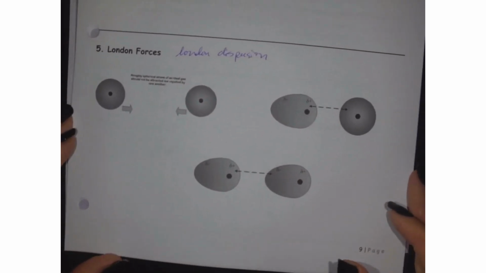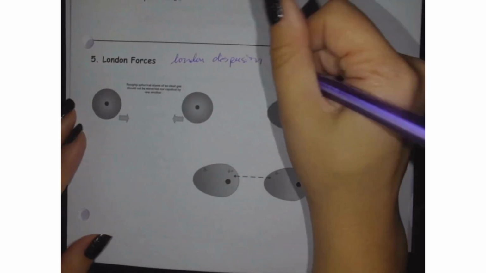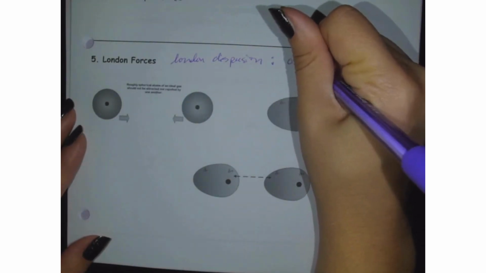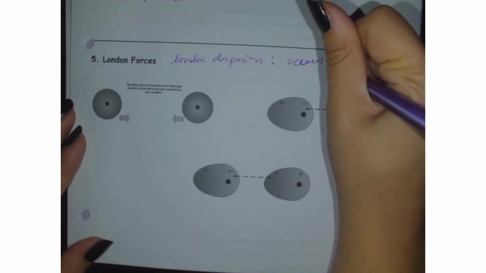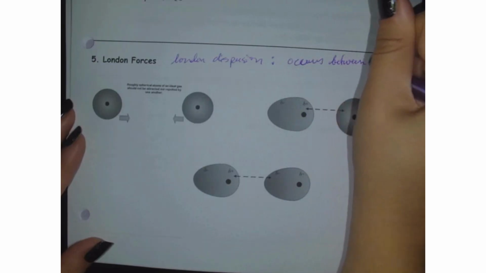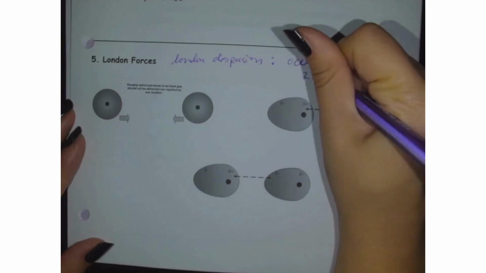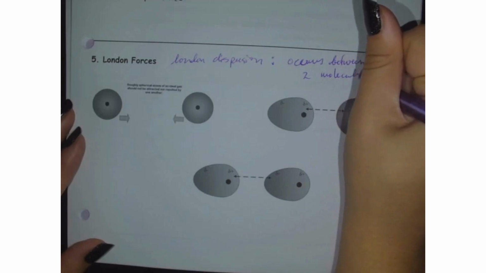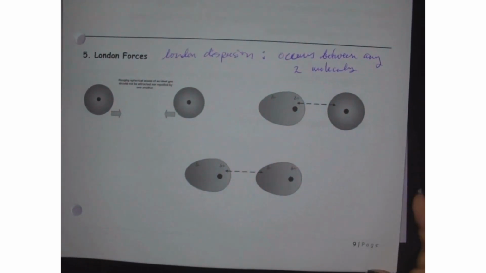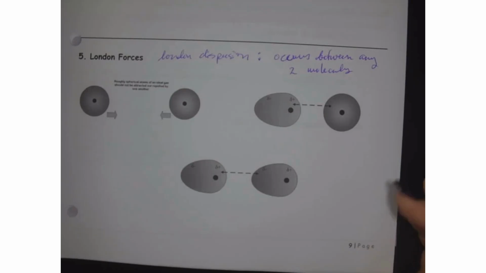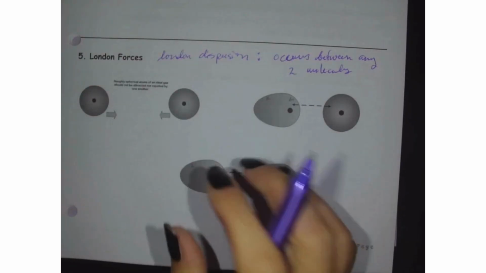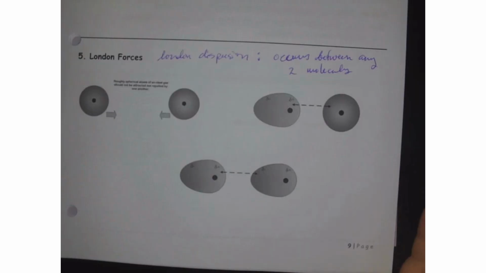These like London dispersion forces, okay? And the best thing about London dispersion is it occurs between any two molecules. Like, it doesn't matter what they are. It can't be an ionic compound, but if it's a molecule, if it's nonmetals covalently bonded together to make a molecule, any two molecules will have London dispersion forces.